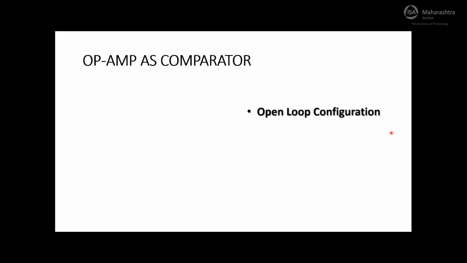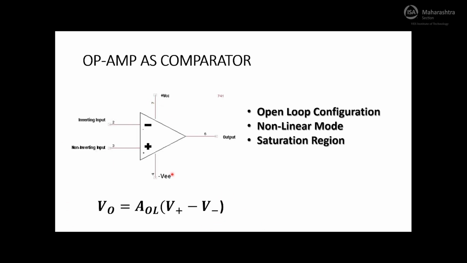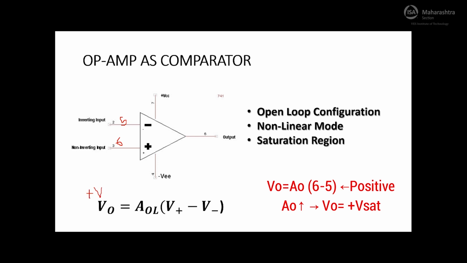So how can we use our OPAmp as comparator? For that we have to operate the OPAmp in open loop configuration, that is in the non-linear mode. That means that the output will be in the saturation region. So the formula for output voltage in open loop configuration is given by this equation, where V plus is the input signal at non-inverting input and V minus is the input signal at the inverting input. So suppose you are having 6 volt input at non-inverting terminal and 5 volt input at inverting terminal, then the difference here will be 6 minus 5, that is 1 volt. The gain in open loop configuration of OPAmp is quite large, we have seen that before. So anything multiplied by it will give us output voltage in saturation region. So we will get the output as plus V sat.